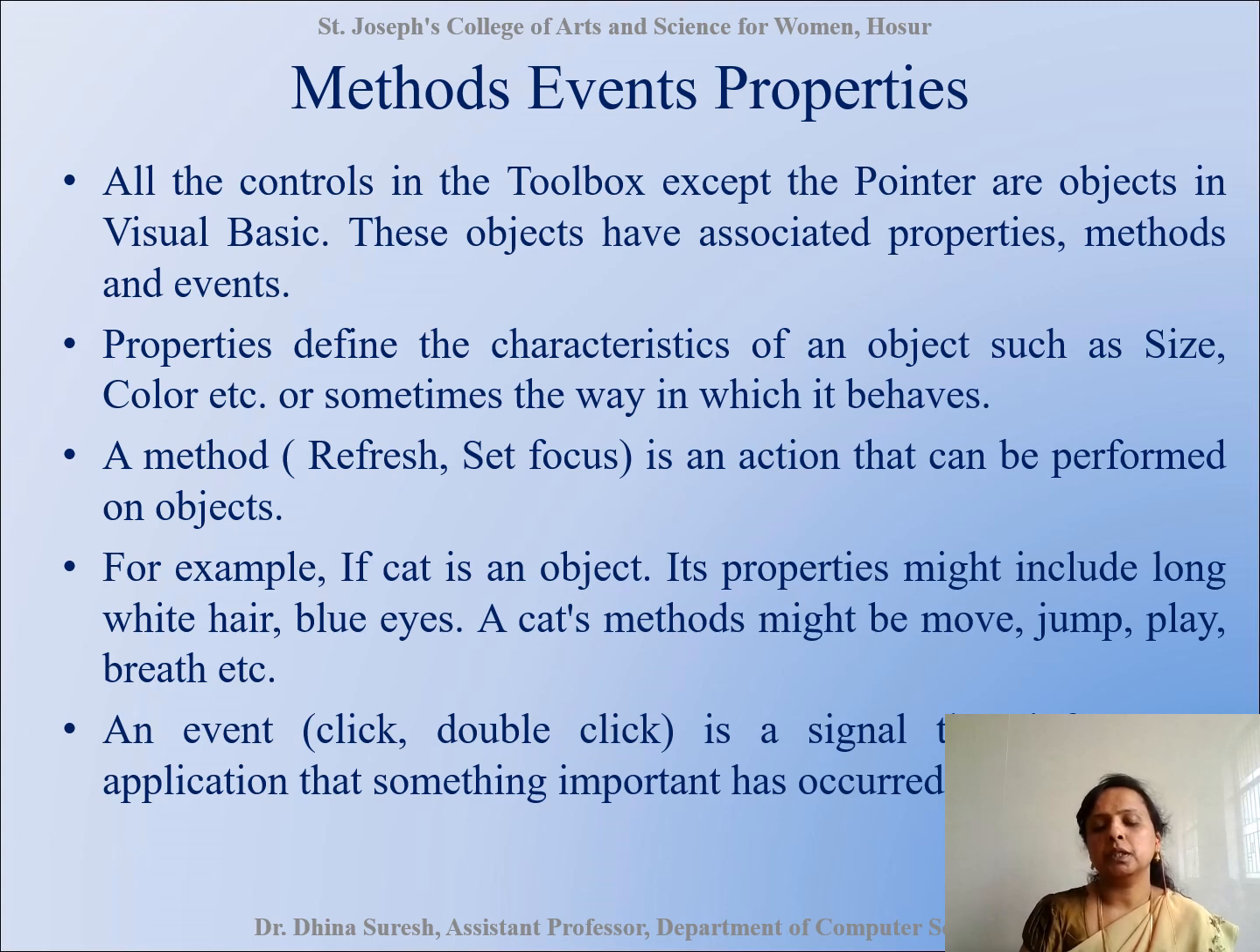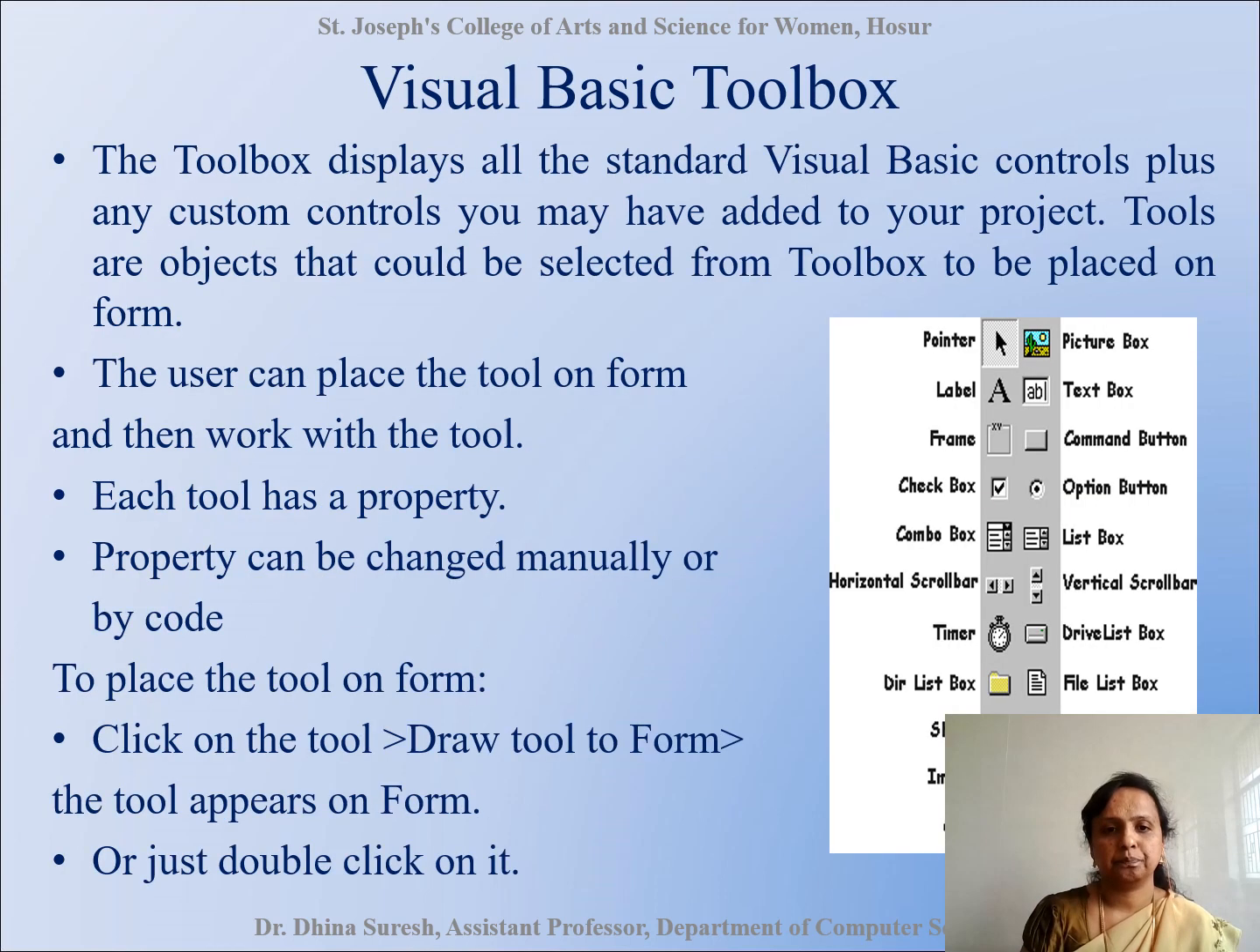For example, to learn this more precisely, if we consider a cat as an object, its properties can be blue eyes or white hair, etc. But the methods of the cat can be jump, play, etc. So this is the difference between the property and the method. And the last is the event. So when will this happen? When we click or when we double click, that is called an event.